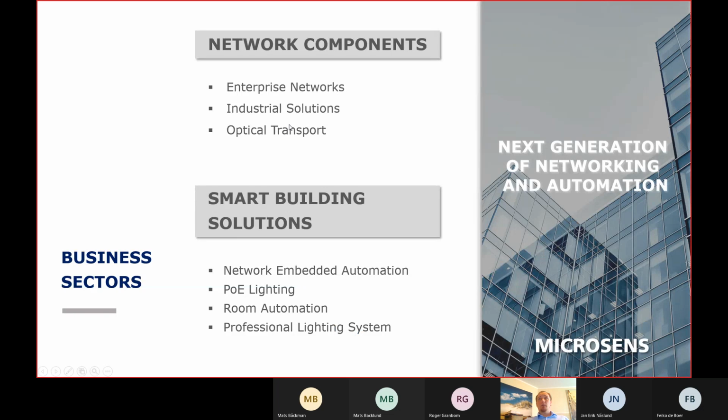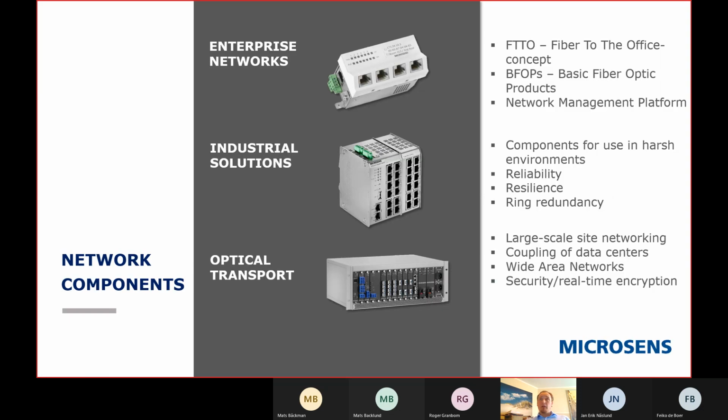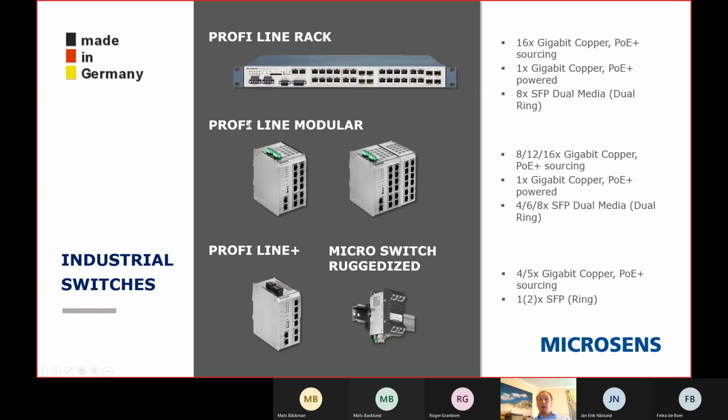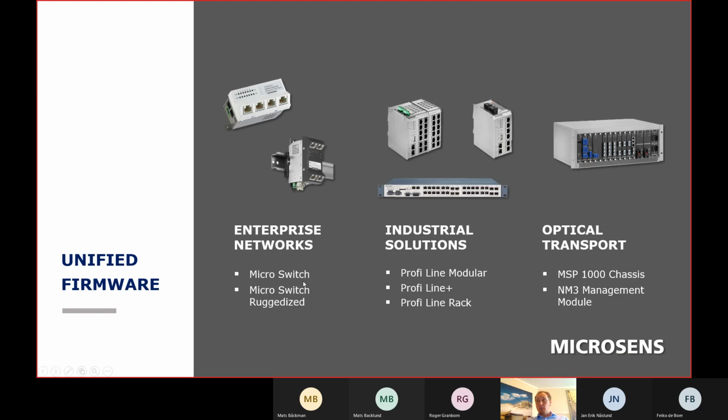So what I said earlier, we had network components for nearly 25 years, and now also with the smart building solutions, we bring also on top of our network hardware an automation layer to automate all of the needs in a building. So we began with the enterprise, industrial, and optical transport, the profile line, like industrial grade networking, and all of those which we show here, one thing common is that they all share the same firmware.